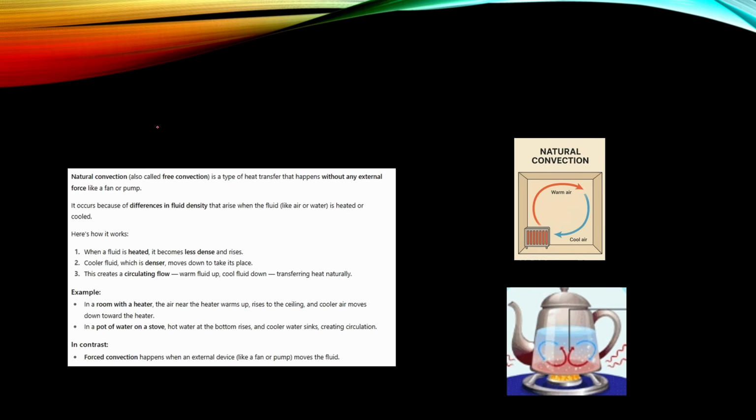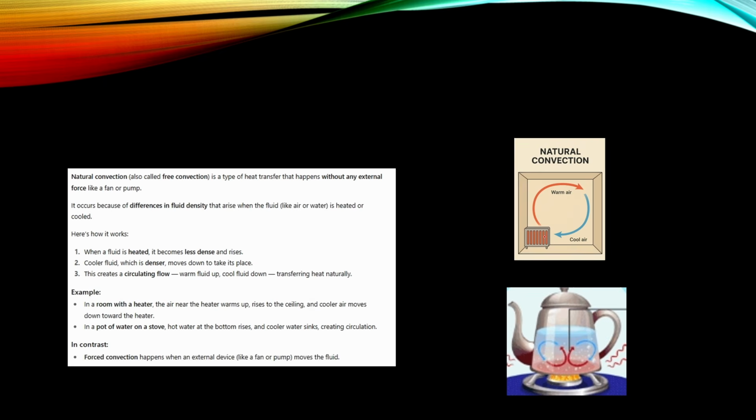Natural convection, which is often called free convection, is heat transfer and fluid motion which develops without any external force like pumps and fans. Here we have a couple of examples.